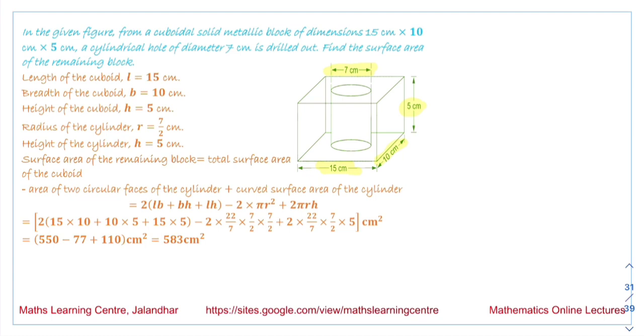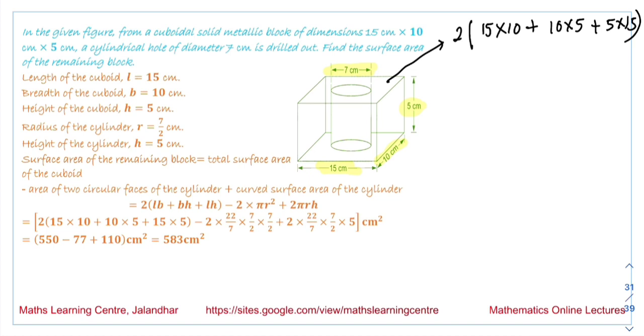We have to find the total surface area of this solid. Surface area of this solid means that we have the complete cuboid first, and the area of this cuboid, the formula we know, is 2 times (length into breadth plus breadth into height plus height into length). This is the total area of this cuboid.